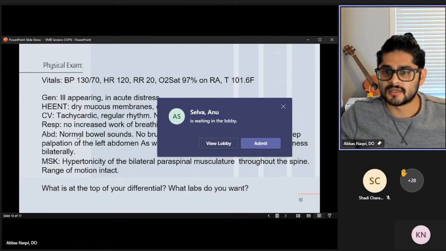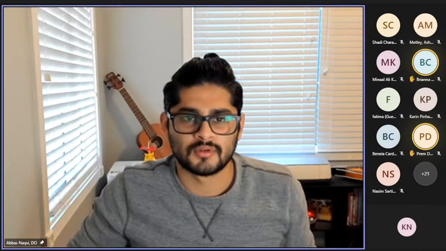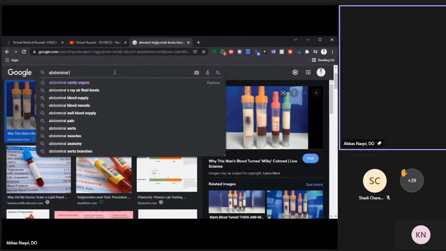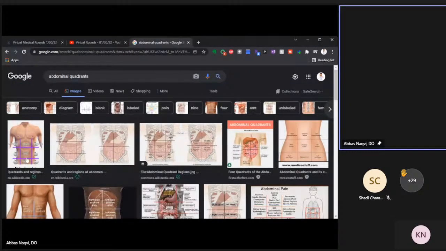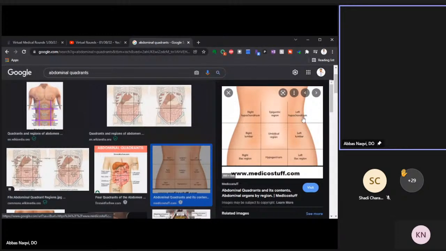So let me pull up this window. All right, abdominal. If we look at general abdominal quadrants, that's too small. This is okay. On the left side, she has some tenderness kind of in this area. And then this says hypogastrum, but we call it the suprapubic region. So it's above the pubis. So she's having some tenderness here.